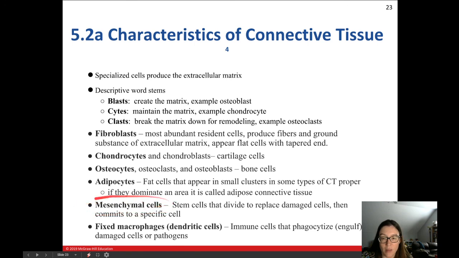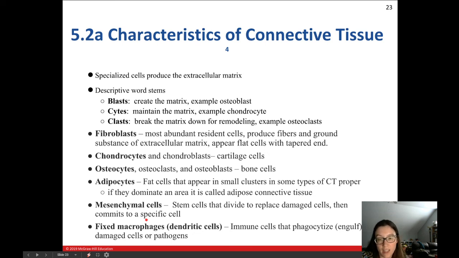Mesenchymal cells are basically stem cells. As you were forming in the body, the first type of connective tissue to form was called the mesenchyme, and we'll talk about that at the end of this lecture. Some of those mesenchymal cells have persisted into adulthood, and they're like little adult stem cells that divide to replace damaged cells. At first, they can become lots of different types of cells, not all of them, but some. Then once they divide to replace, say, a skin cell, it becomes that specific skin cell.